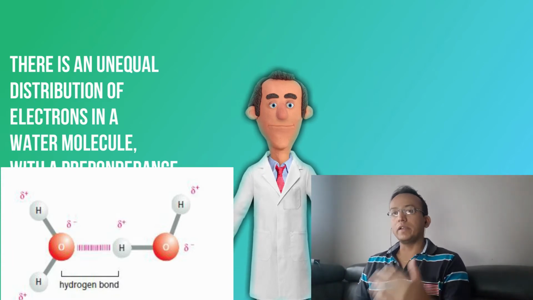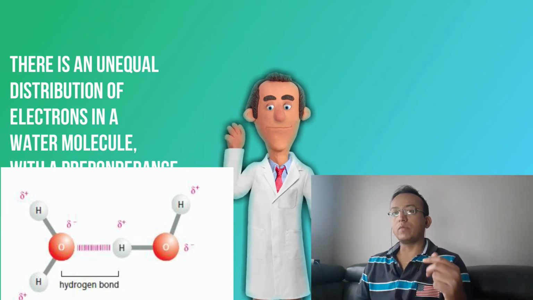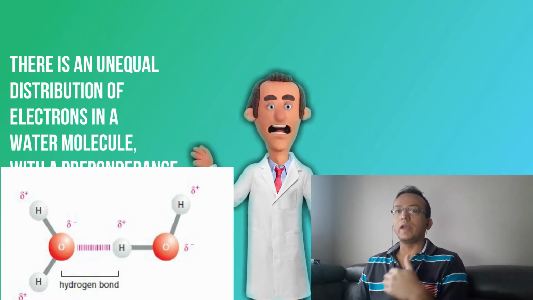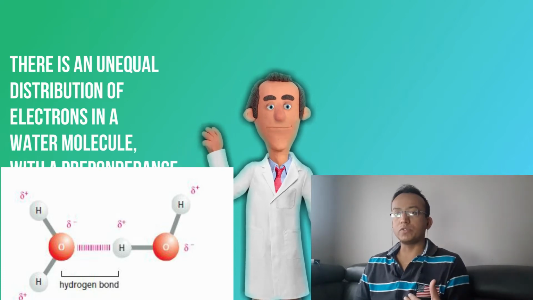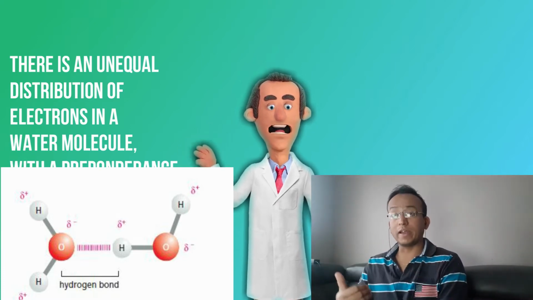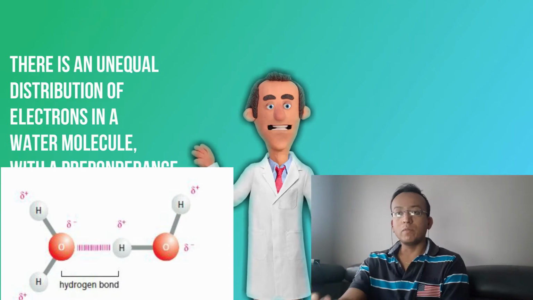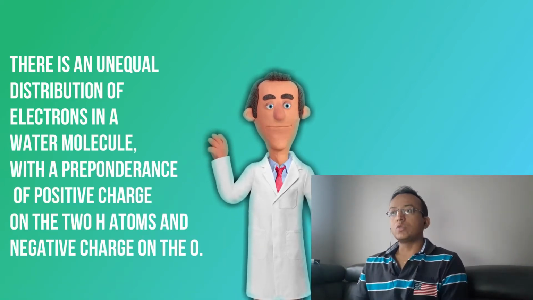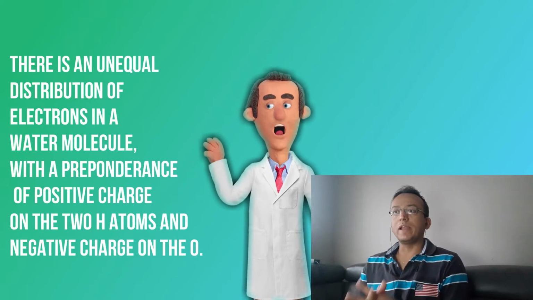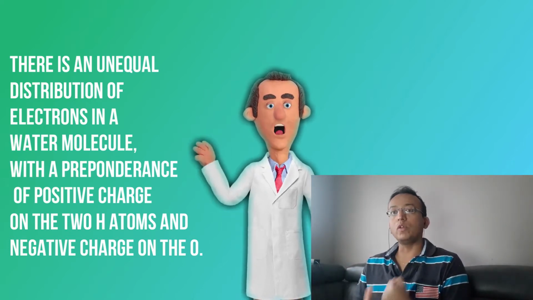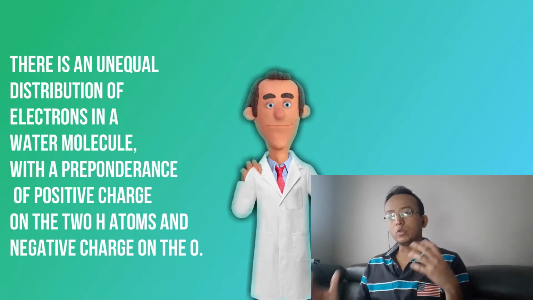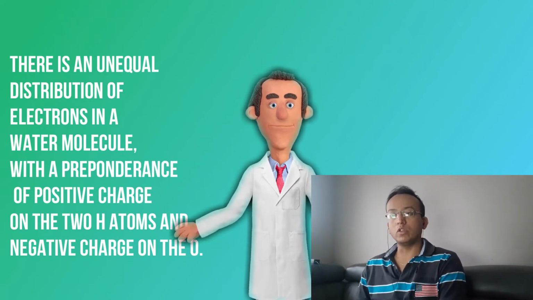While sharing, the hydrogen is giving its electron, so the hydrogen has a positive charge, and the oxygen is receiving electrons, so it will have more electrons and a negative charge on it. So there is an unequal distribution of electrons in the water molecule, with a preponderance of positive charge on the two hydrogen atoms and a negative charge on the oxygen atom.